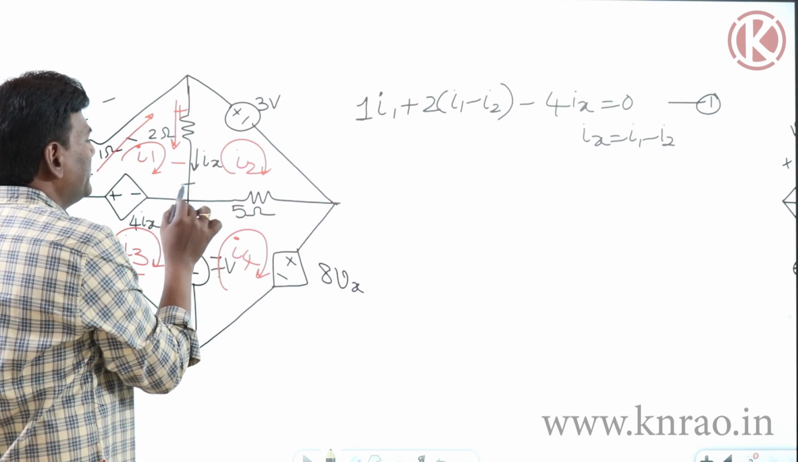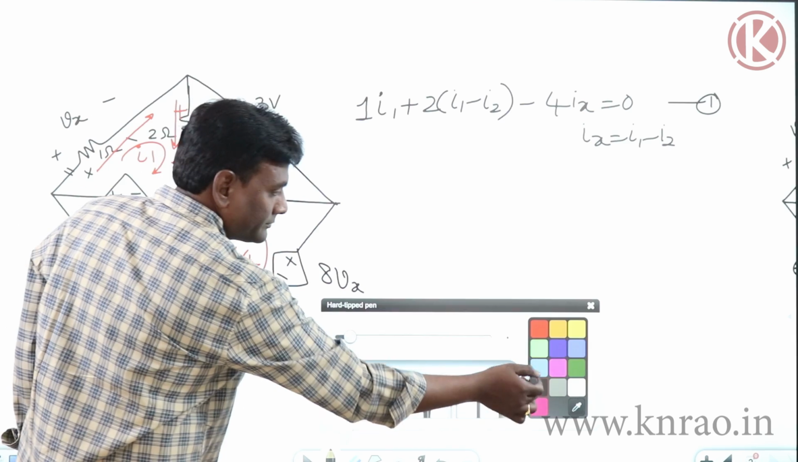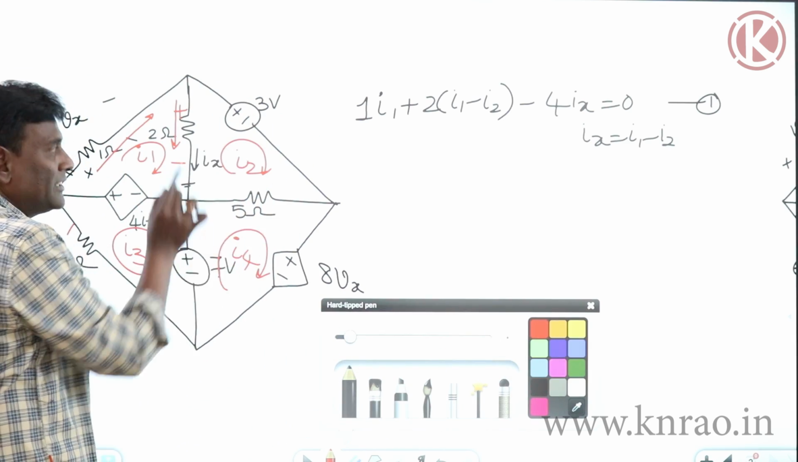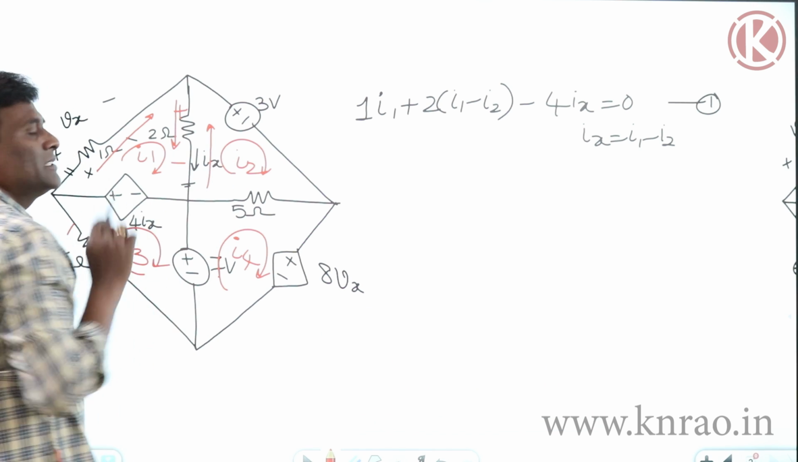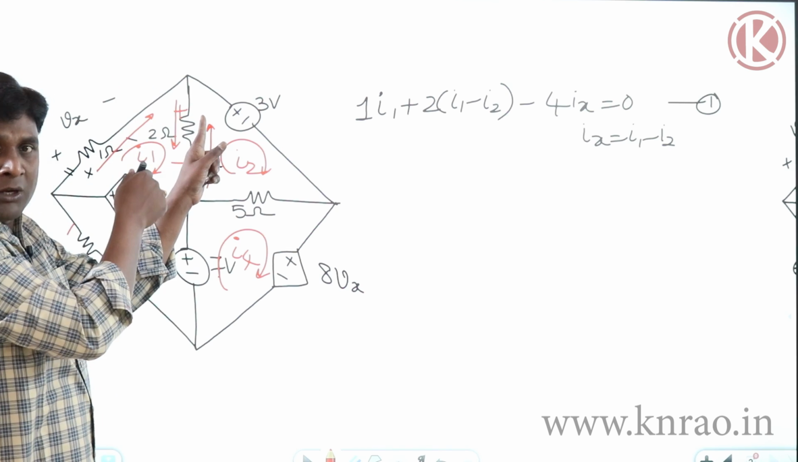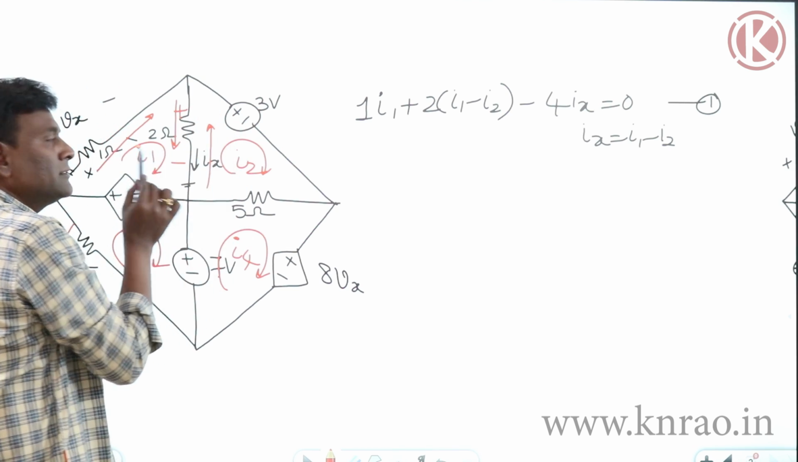Now let us speed up the process. Let us start from here. I2 is going in this direction, so let me take the reference in this direction. How much is the current in this direction? I2 is going in this direction, I1 is coming in the opposite direction. So the net current going in the upward direction is going to be I2 minus I1.